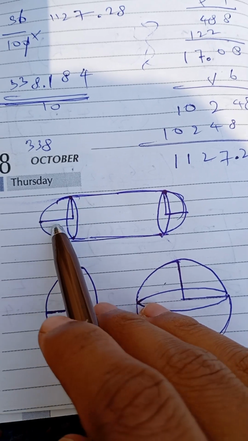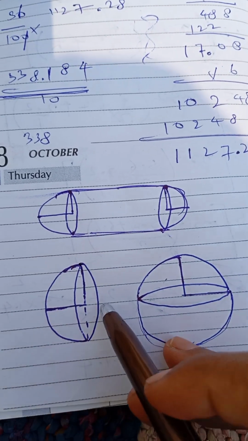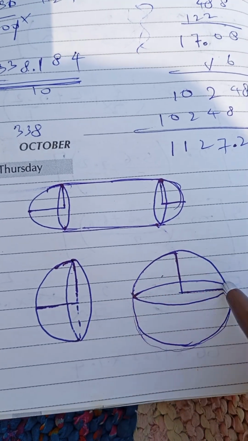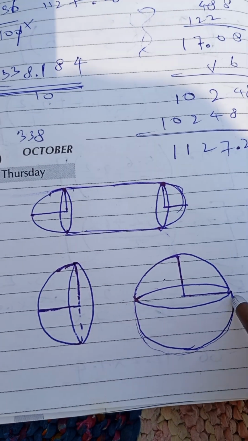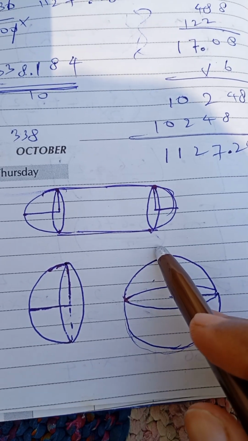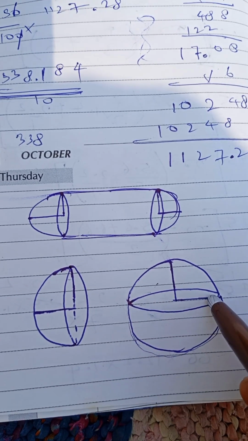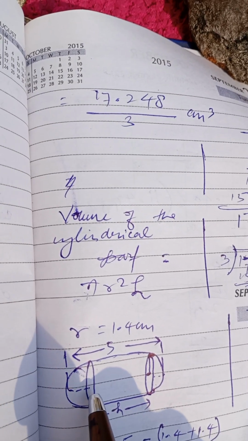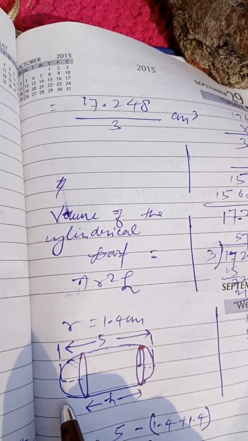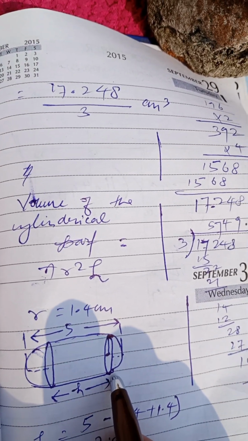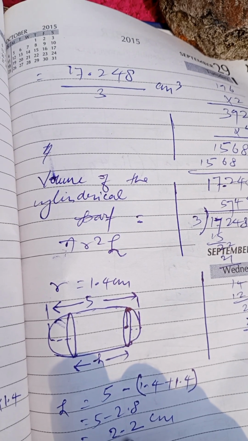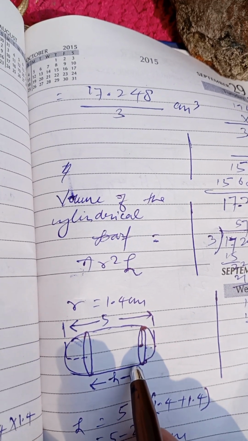Now here it is not drawn correctly, but if you see here, this length and this length are the same, because this hemisphere is a part of this sphere or circle. If this is the center, this is also radius and this is also radius. So height and radius of hemisphere are the same, and we have calculated the radius of this hemisphere is 1.4. We are subtracting 1.4 here, and also subtracting 1.4 here. 5 minus 2.8 gives us 2.2 centimeter, which is the height of this cylindrical part.